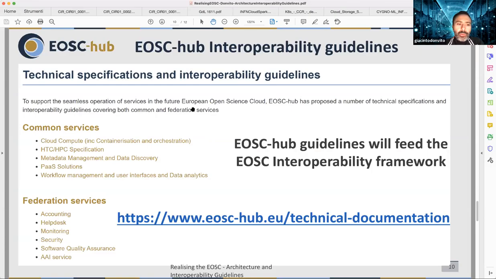We have already provided quite a good list of descriptions on the official webpage of the EOSC-Hub project. You see here the link, and you will see there are a lot of categories, which we call thematic areas: cloud compute, for example, HPC, HTC, metadata management, et cetera. There are a lot of those. And in each thematic area, you will have eventually more than one building block, depending on the complexity of each thematic area.